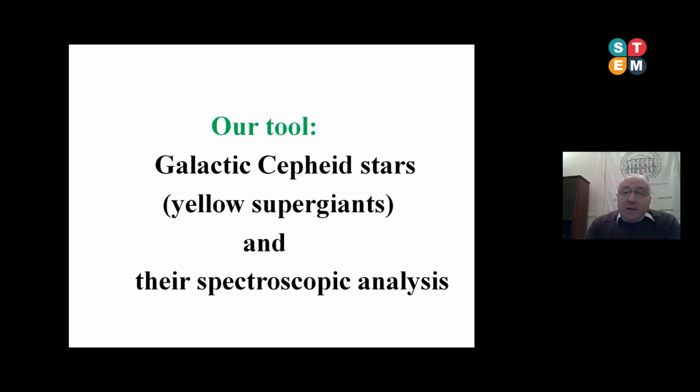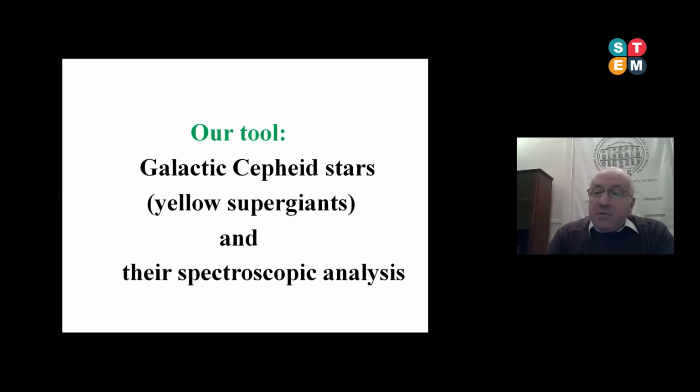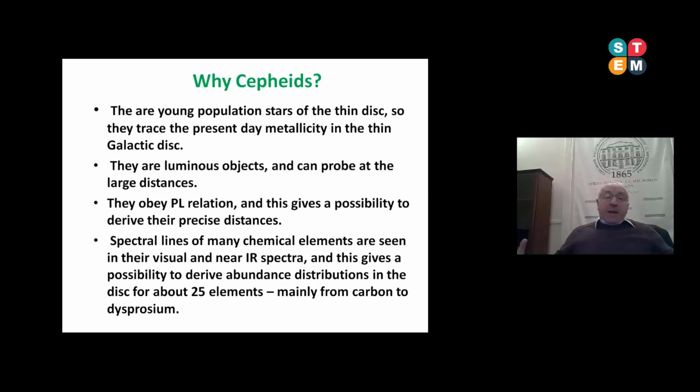So we are using Galactic Cepheids stars. They are yellow supergiants, and we use their spectroscopic analysis to derive chemical abundances in these stars. So why did we select Cepheids? First of all, they are a young population. They belong to the thin disk, and they are quite luminous objects and can be seen at large distances, and we can probe at large distances, of course, with these stars.